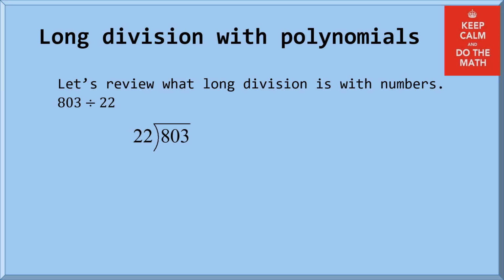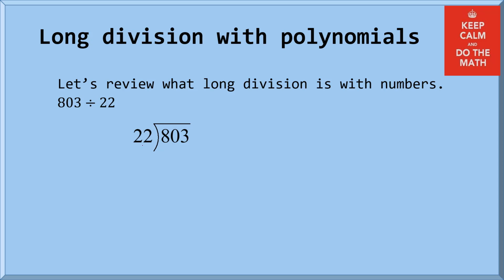In this video, we're going to talk about using the long division method with polynomials. But first, let's review what long division is with just plain numbers. So we'll start with something that you might have seen quite a while ago, such as 803 divided by 22. So we would put it in the long division symbol, which looked like a little box. Sometimes they were drawn straight, it doesn't really matter. But we're going to take 22 and divide into 803.